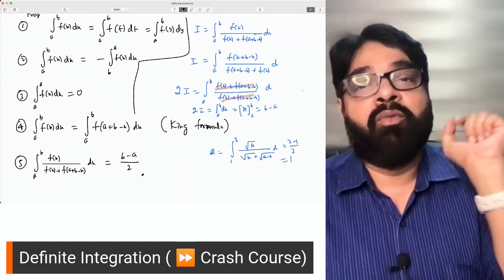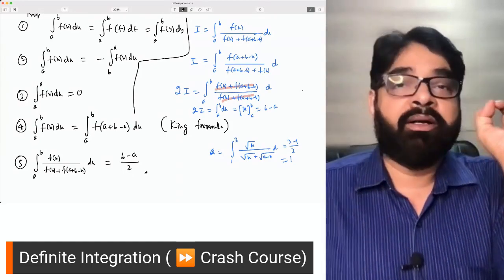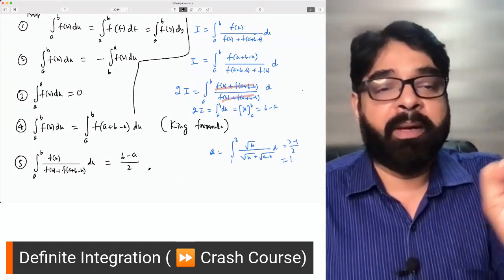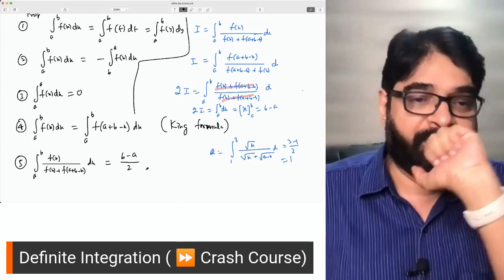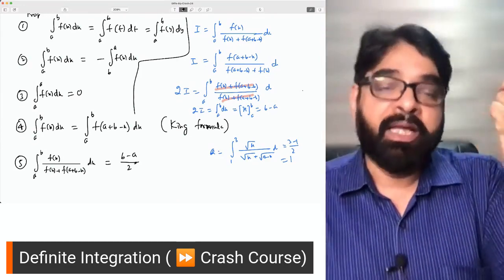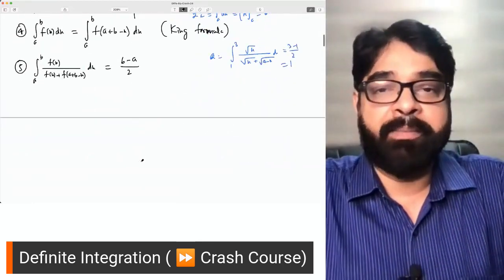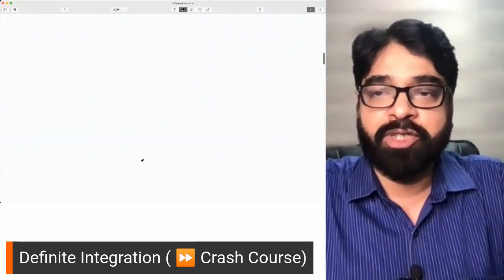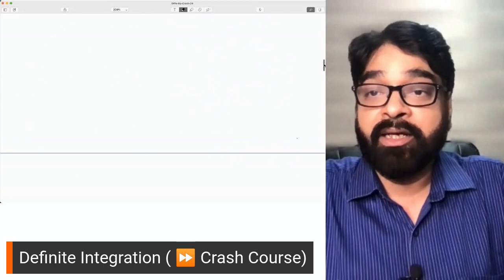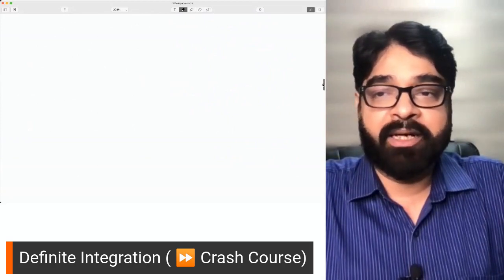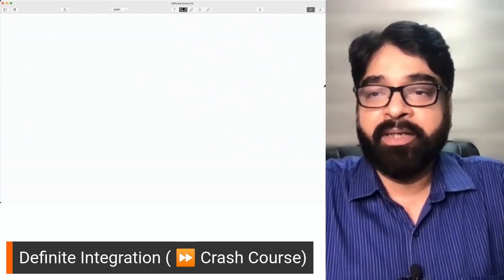The King formula is one of the most important formulas which is going to be applied throughout definite integration. This is one of the properties we see. Let me show you a recent JEE Main question. I collected a few questions so that I can show you the application of this. Right?